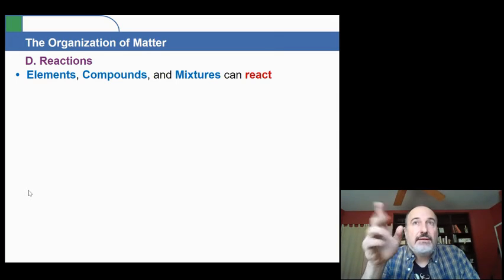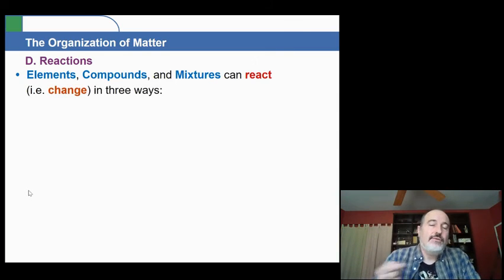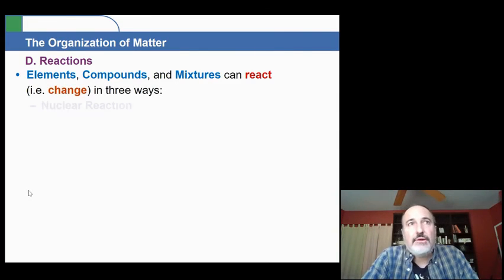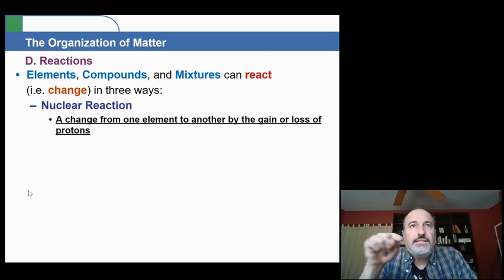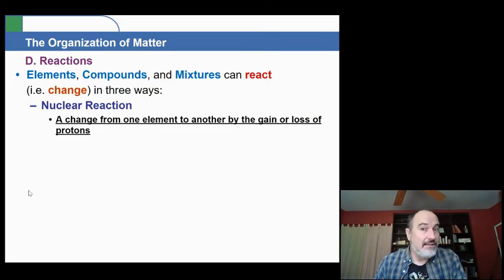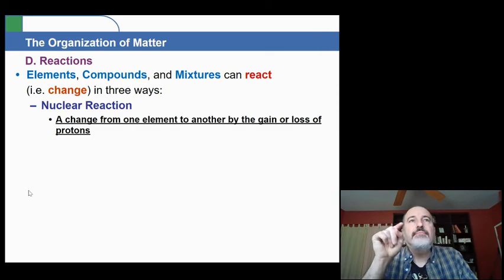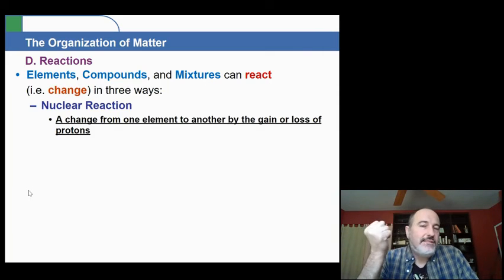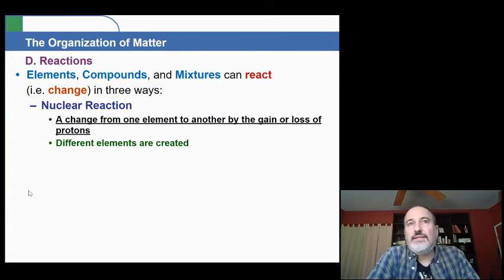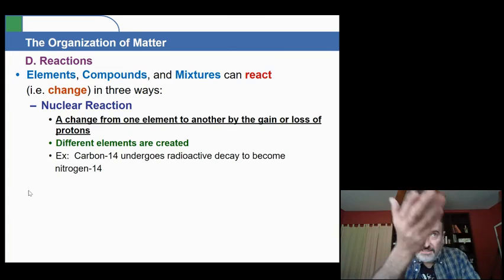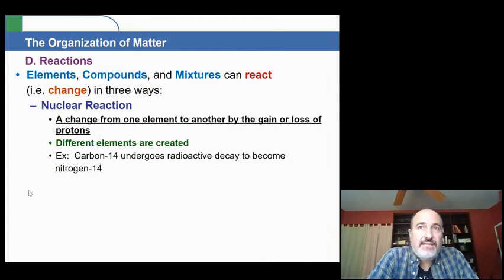All right. Now, this brings up this concept of reactions. Elements, compounds, and mixtures can react. In other words, change in three primary ways. The first is a nuclear reaction. This is a change from one type of element to another by the gain or loss of protons. We're going to learn about this later, okay? But with nuclear reactions, you can start off with something like oxygen and end up with something like nitrogen, all right? Different elements are created.